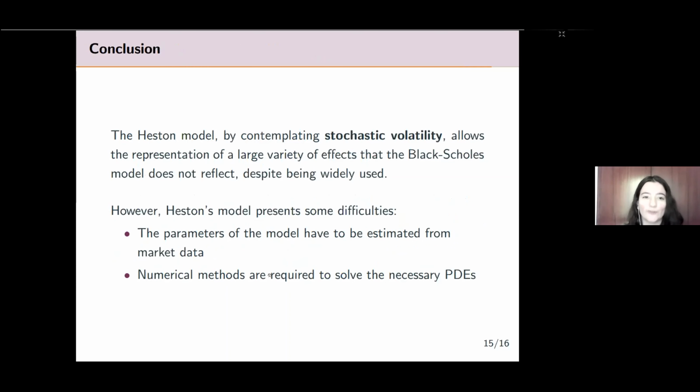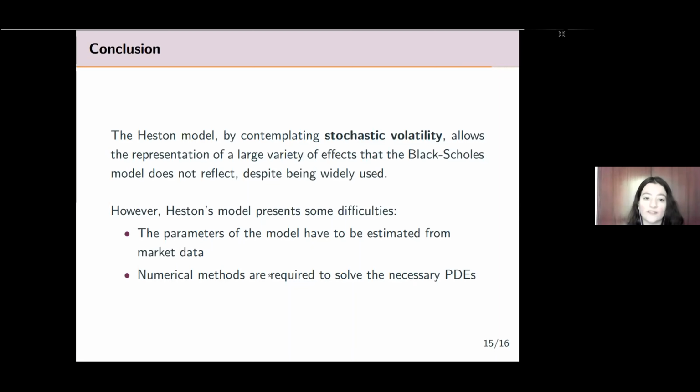Now, to bring this home to conclude, I'd like to talk a little bit about advantages and disadvantages of stochastic volatility. So in stochastic volatility models like the Heston model, we can represent a large variety of effects, such as the kurtosis and other effects that I haven't mentioned, that the Black-Scholes could not reflect despite being widely used because it considers that volatility is a constant. However, when we decide to use a stochastic volatility model, we have some difficulties, and that's partially why the Black-Scholes is so widely used still in the financial world.